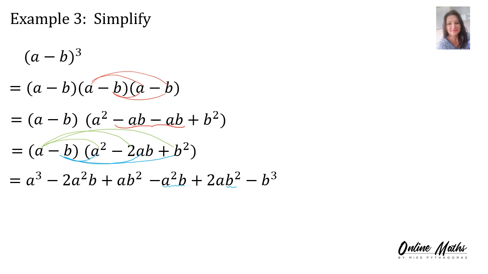And then in the last step, now we're going to add like terms. So there's nothing to add to a to the 3. That one writes with. So the like terms are negative 2a squared b, and here's another one, negative 1a squared b. So when you add them, it becomes negative 3a squared b. And then on this one, ab squared plus 2ab squared is plus 3ab squared, and b to the 3, you just bring it down.